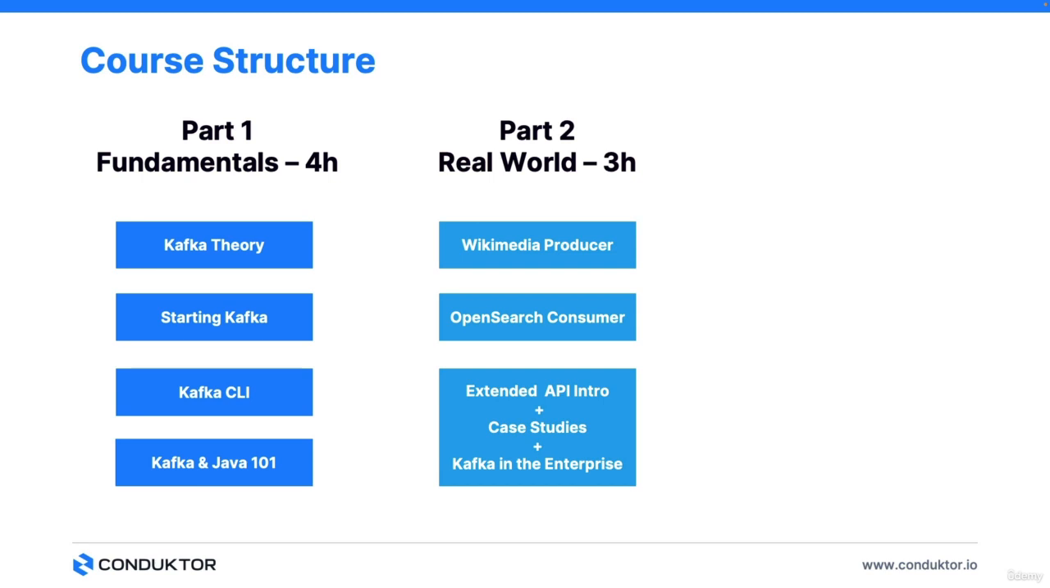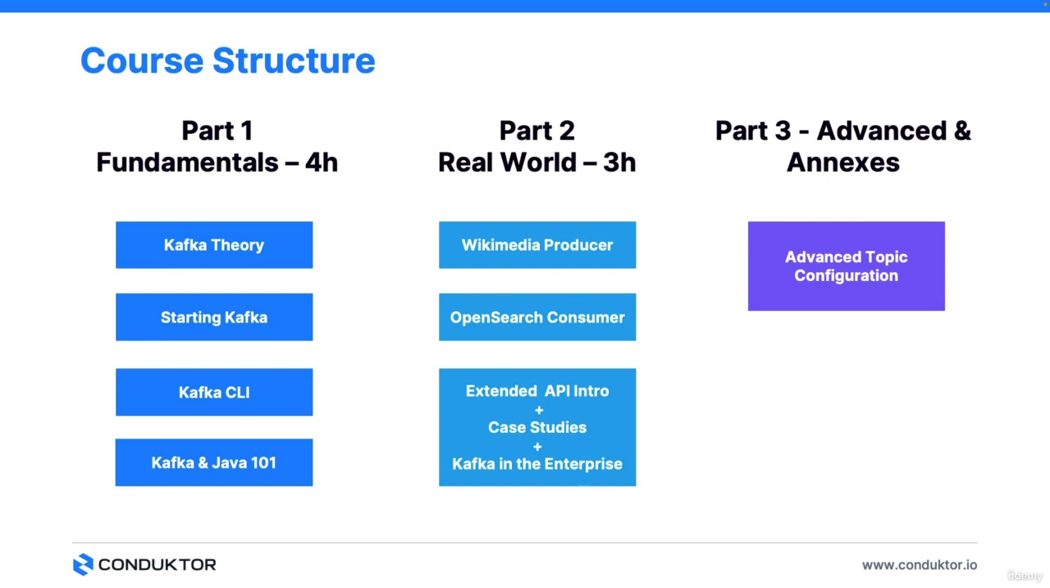Next, we'll have the real-world architecture. We'll do a more complex producer, a Wikimedia producer in Java, as well as a more complex consumer, the OpenSearch consumer, again in Java. Then we'll have a look at the extended APIs, such as Kafka Connect, Kafka Streams, and Schema Registry. We'll look at case studies, and we'll look at how Kafka is used in the enterprise. And finally, there will be a part 3 around advanced topic configurations and any other advanced lectures I will put there.